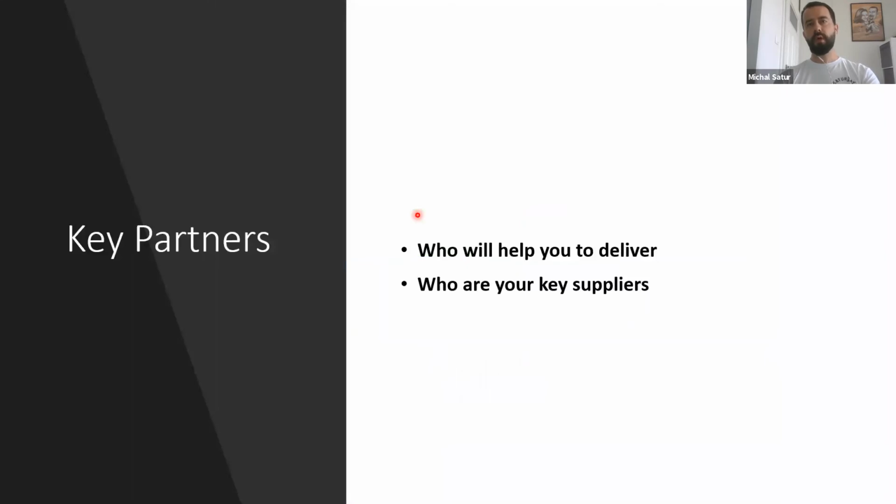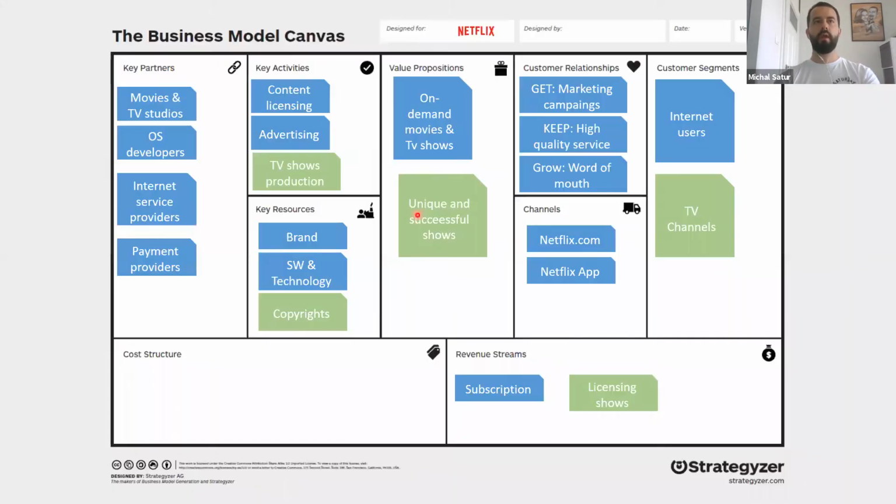And who are the key partners? Who will help you to deliver, and who are your key suppliers? They can be movie and TV studios, developers of the operating system, internet service providers, and payment providers. Once you don't have internet in Slovakia, Netflix is not available for you, and also you need to pay somehow for the service.